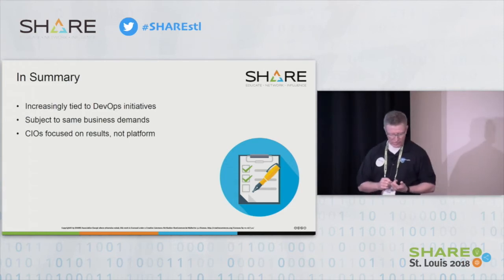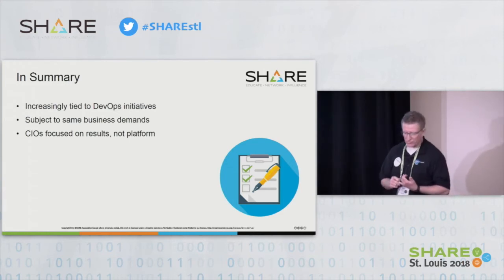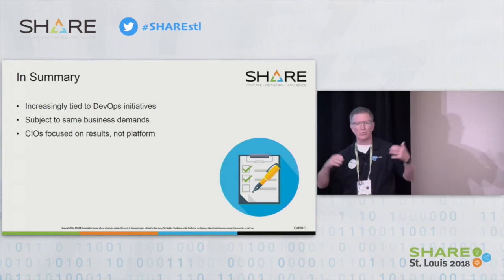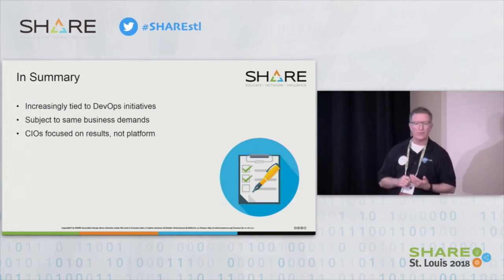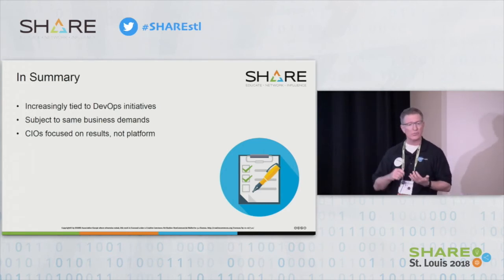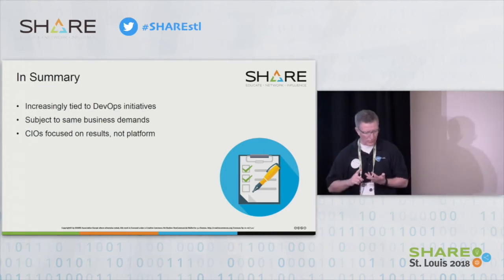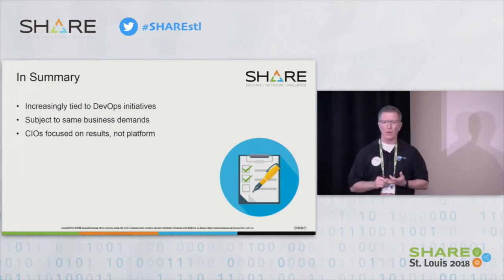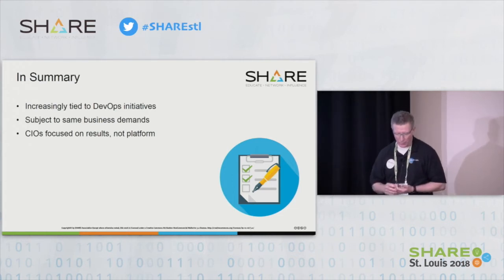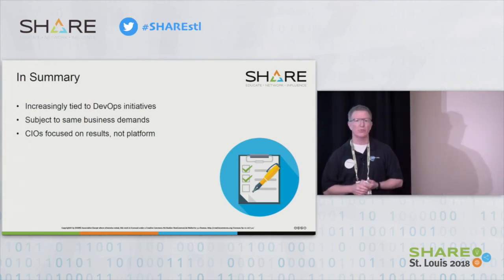Mainframe development is subject to the same business demands as other development areas within our company. So we should be focusing on the same metrics that the rest of our company is focused on. And those metrics are quality, efficiency, and velocity. And finally, CIOs are results-oriented, not platform-oriented. So I think what we really need to be focused on is the customer experience.